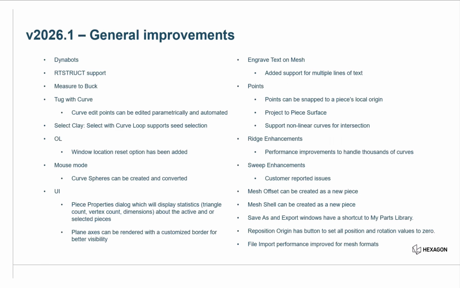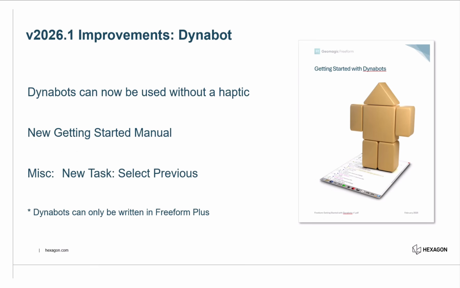Now let's take a look at enhancements to existing tools. Many improvements were made across the system, but here are the most impactful. For Dynabot automation, Dynabots can now run without a haptic device, opening automation to mouse-only users. There's also a new Getting Started manual, making learning Dynabots easier for new users.